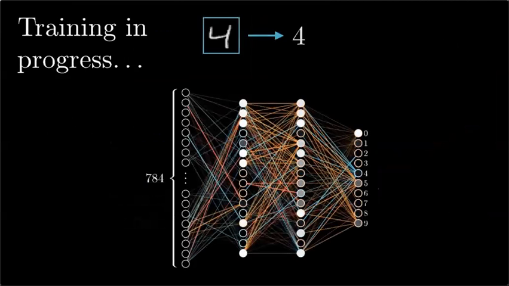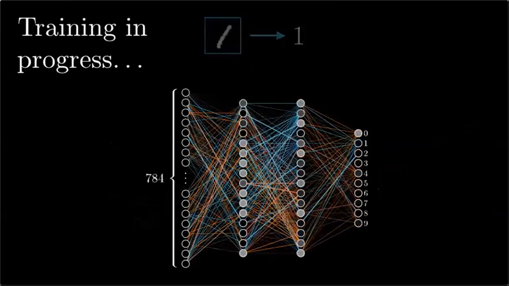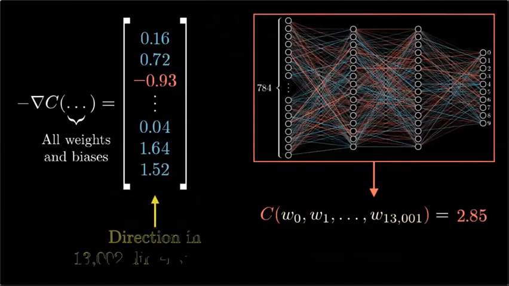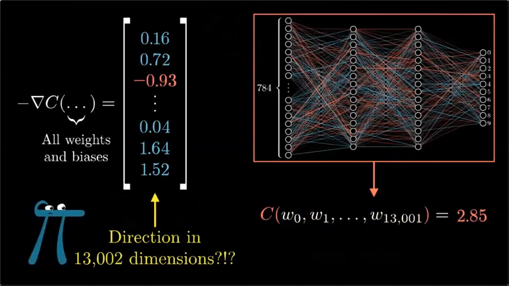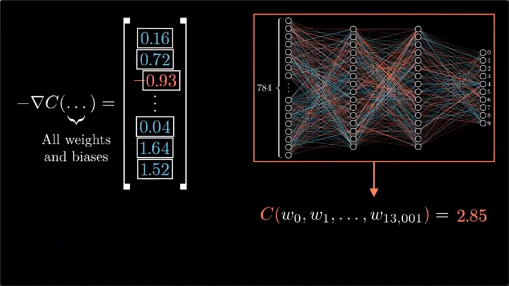Backpropagation, the topic of this video, is an algorithm for computing that crazy complicated gradient. And the one idea from the last video that I really want you to hold firmly in your mind right now is that because thinking of the gradient vector as a direction in 13,000 dimensions is, to put it lightly, beyond the scope of our imaginations, there's another way you can think about it. The magnitude of each component here is telling you how sensitive the cost function is to each weight and bias.